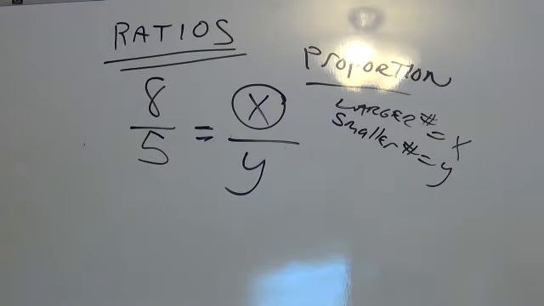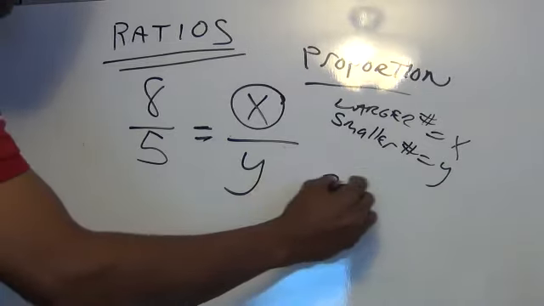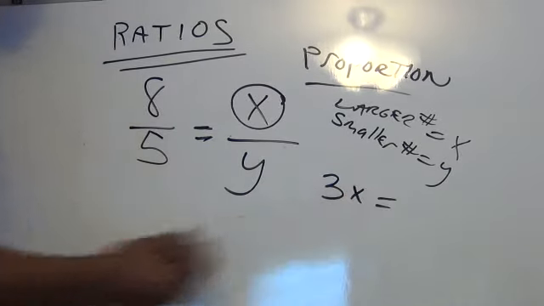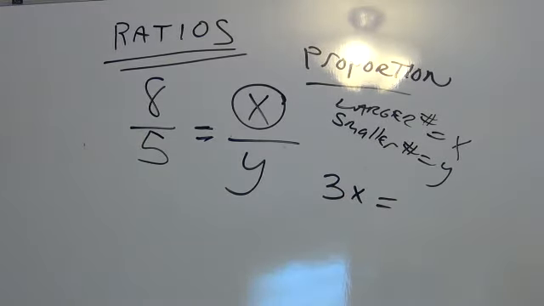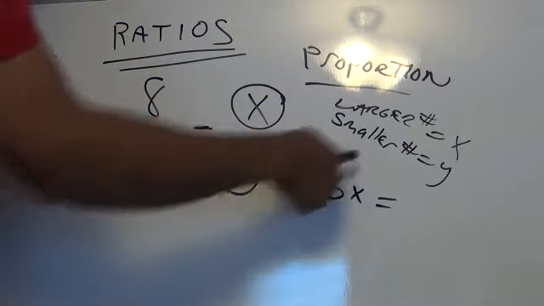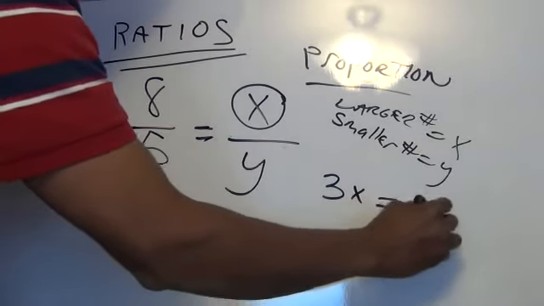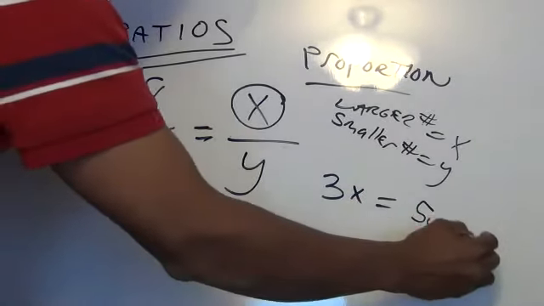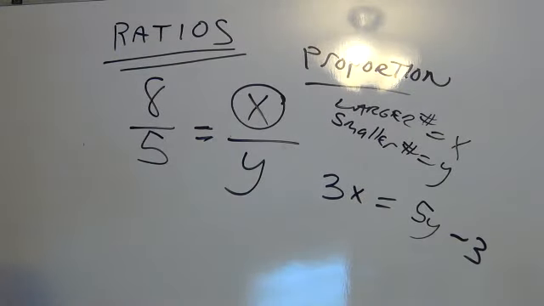So we know that 3 times the larger number, the larger number is x, so 3 times the larger number is 3x. And that's equal to 3 less than 5 times the smaller number. 5 times the smaller number is 5y, and 3 less than that is minus 3. So now we have the proportion here, and then we also have an equation.